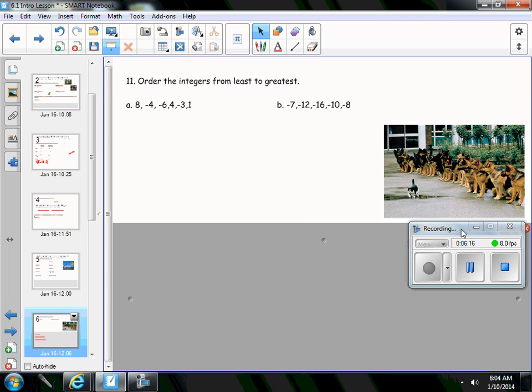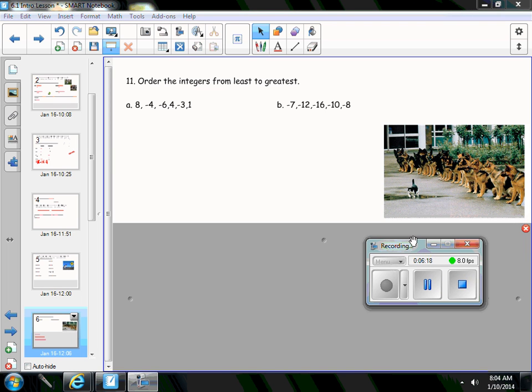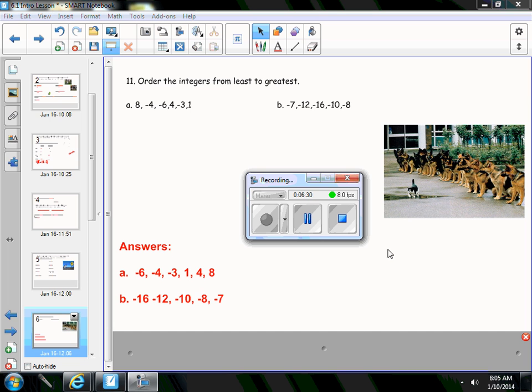Okay, now we have an exercise. In 11A, they ask you to order the integers from least to greatest. A and B. I'm going to pause the video and then we'll come back and check your answers. So here are the answers for A and B, going from least to greatest.